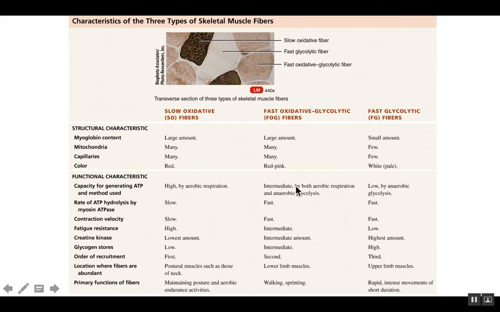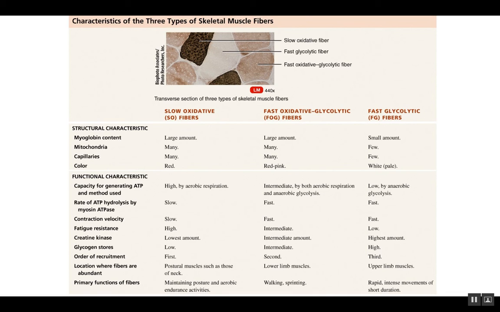Fast oxidative glycolytic are found more in the lower limb muscles. So these are going to be used more for walking and sprinting. They don't fatigue as much as the fast glycolytic. They don't resist fatigue like the slow oxidative. And then finally, the FG fibers are found mostly in the upper limbs. They have much more fast contractions, very intense movements, short durations, but they fatigue the quickest of the three.